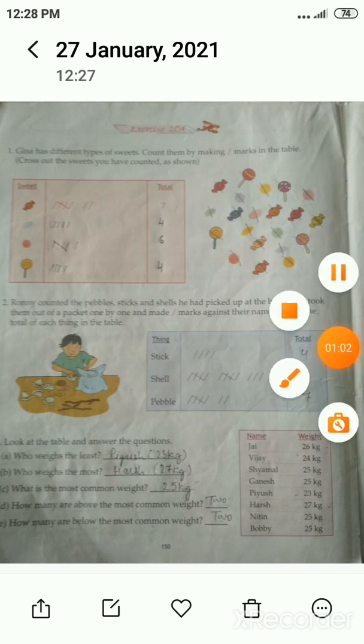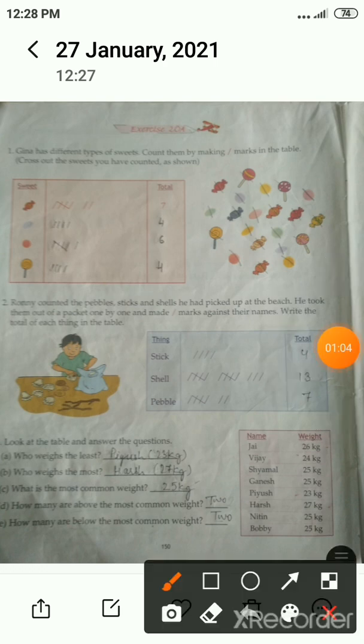Now come to exercise 20A. First question is, Gina has different types of sweets. Count them by making marks like this in the table. Cross out the sweets you have counted. And this is the table. In the first picture of toffees, sweets are given, and here you have to put the marks, and here you have to write the number. How many sweets are there in the picture given?